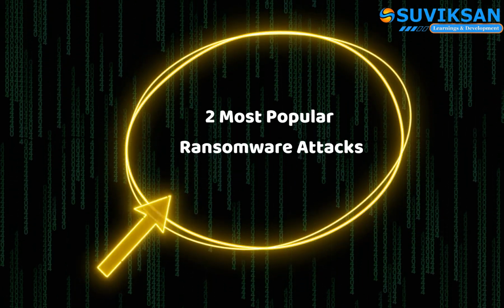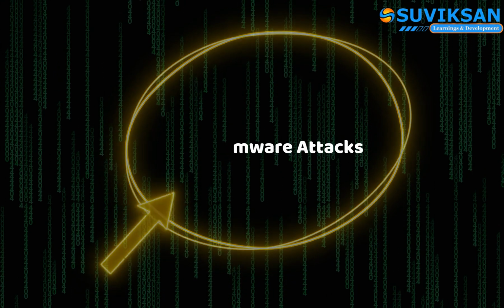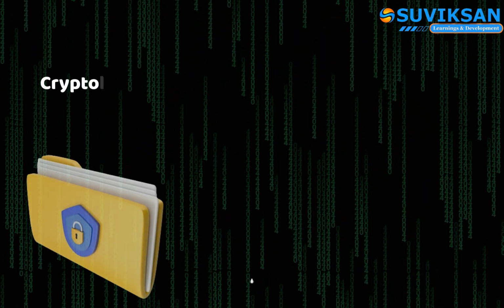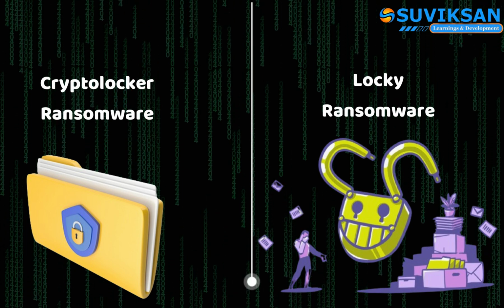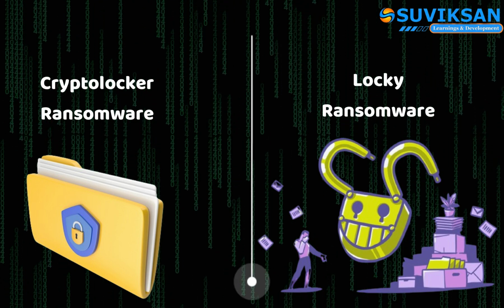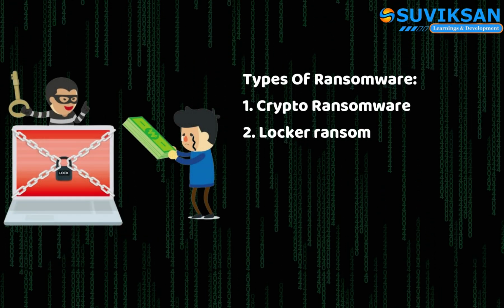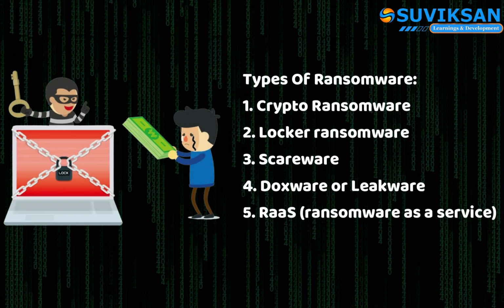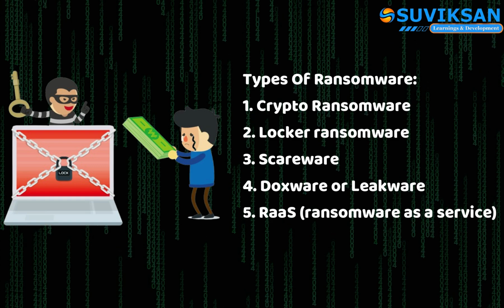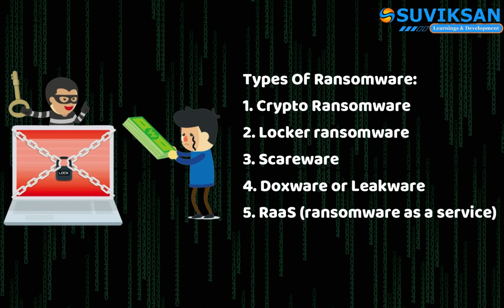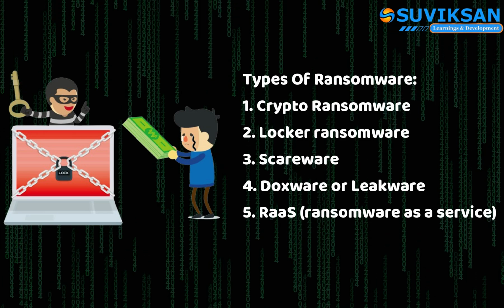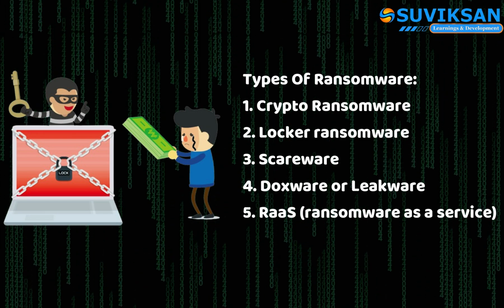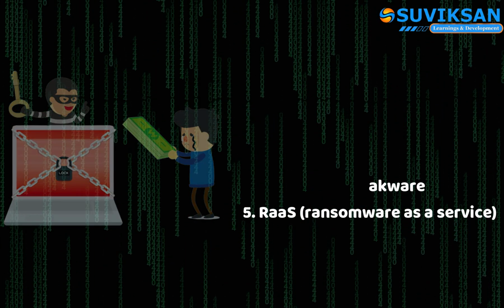Today, we will be focusing on two ransomware attacks for the basic idea of this topic, which are CryptoLocker and Locky ransomware attack. Before going into those two attacks, let's discuss the basics of ransomware. So, there are a total of 5 types of ransomware, including crypto ransomware, locker ransomware, scareware, doxware or leakware, and RaaS, ransomware as a service, from which we will be looking at a practical of crypto ransomware at the end.